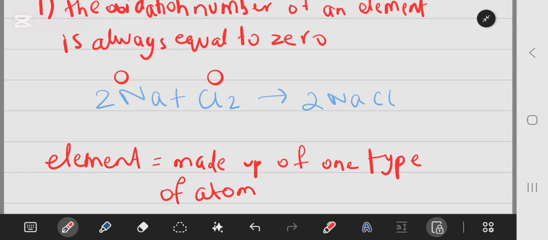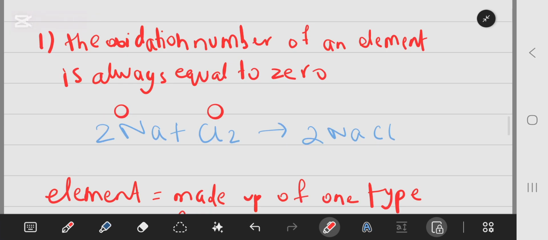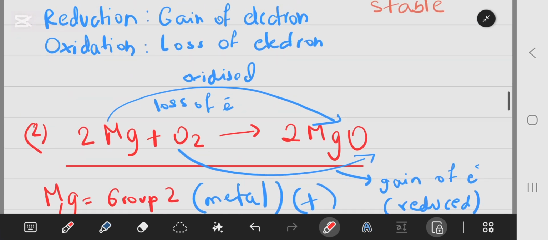Now sodium chloride will not be an element because it's made up of two different types of atoms. It has Na and it has Cl as well. It contains not one but two different types of atoms, so it can be called a compound. Here you're bonded to two different types of atoms, so not an element. Now that that's clear, we'll move on to the previous equations that we've done.